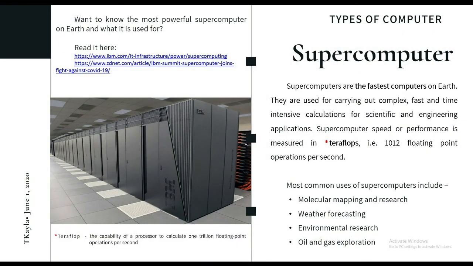Supercomputer. Supercomputers are the fastest computers on Earth. They are used for carrying out complex, fast, and time-intensive calculations for scientific and engineering applications. Supercomputer speed or performance is measured in teraflops, that is, 10^12 floating point operations per second. Most common uses of supercomputers include molecular mapping and research, weather forecasting, environmental research, oil and gas exploration.